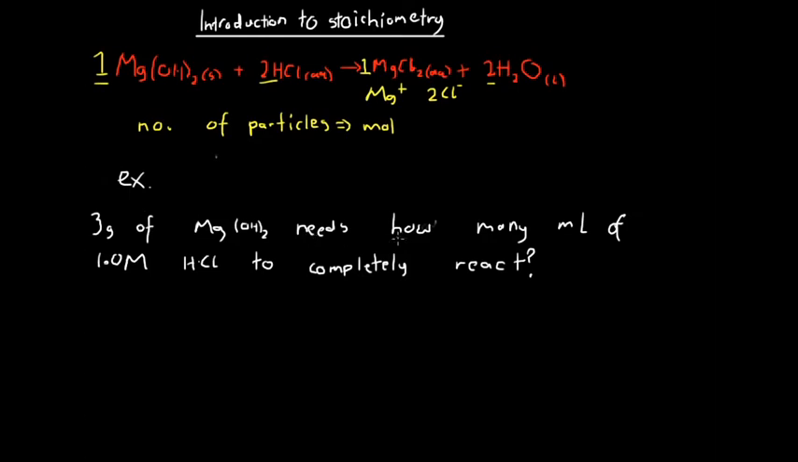Okay, so I've got 3 grams of solid magnesium hydroxide, and we want to know how many milliliters of 1 molar hydrochloric acid is needed to completely react with the 3 grams of magnesium hydroxide. So we need an exact amount of hydrochloric acid that's needed to react with 3 grams of magnesium hydroxide.